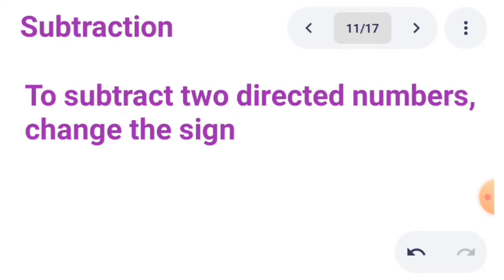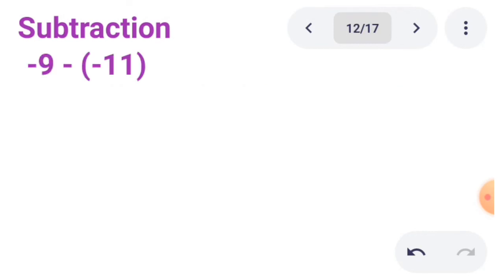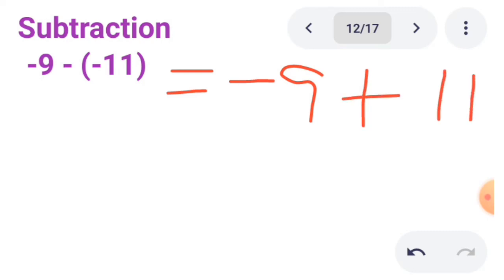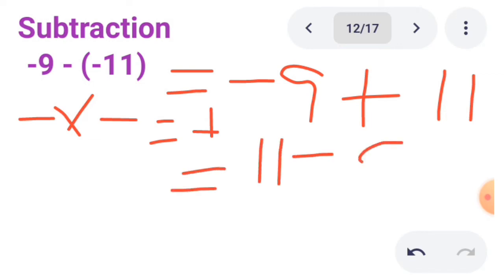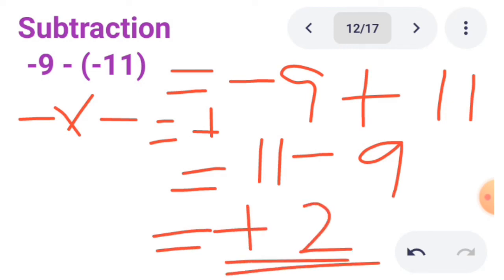Now we want to subtract two directed numbers. To subtract two directed numbers, you simply change the sign. So we have a -9 minus a -11. Now because there's a bracket, minus times minus will give us a plus. Therefore we change the sign, so we get a -9 plus an 11. Remember, like we said earlier, a minus times a minus will give us a plus. So a minus 9 plus 11 is the same as 11 minus 9, and the answer is a plus 2. I know it's very, very simple.